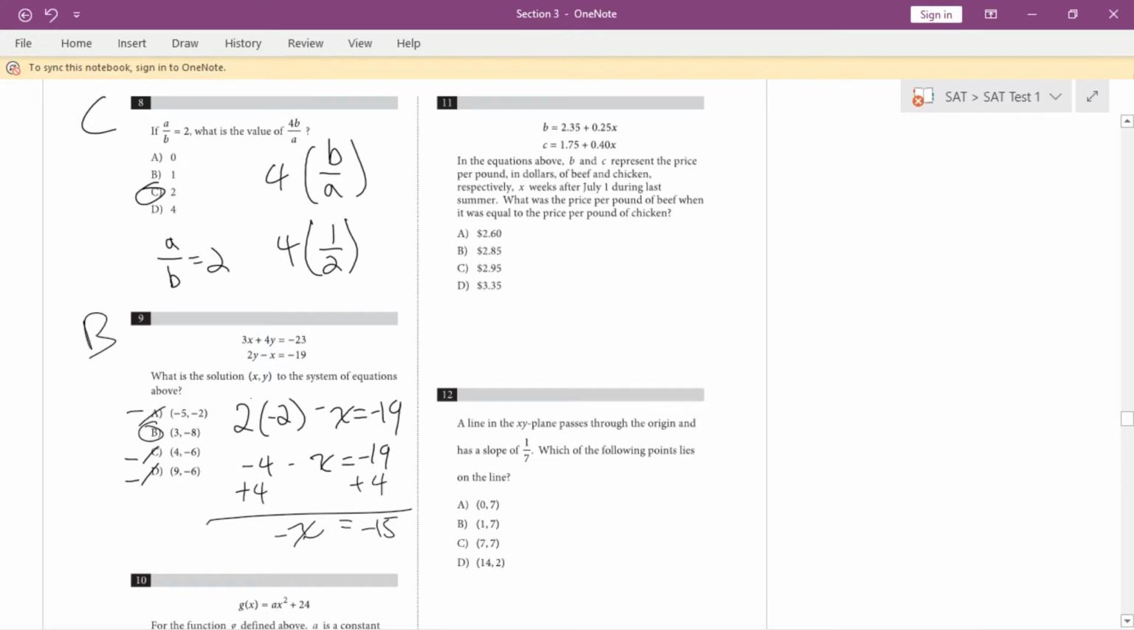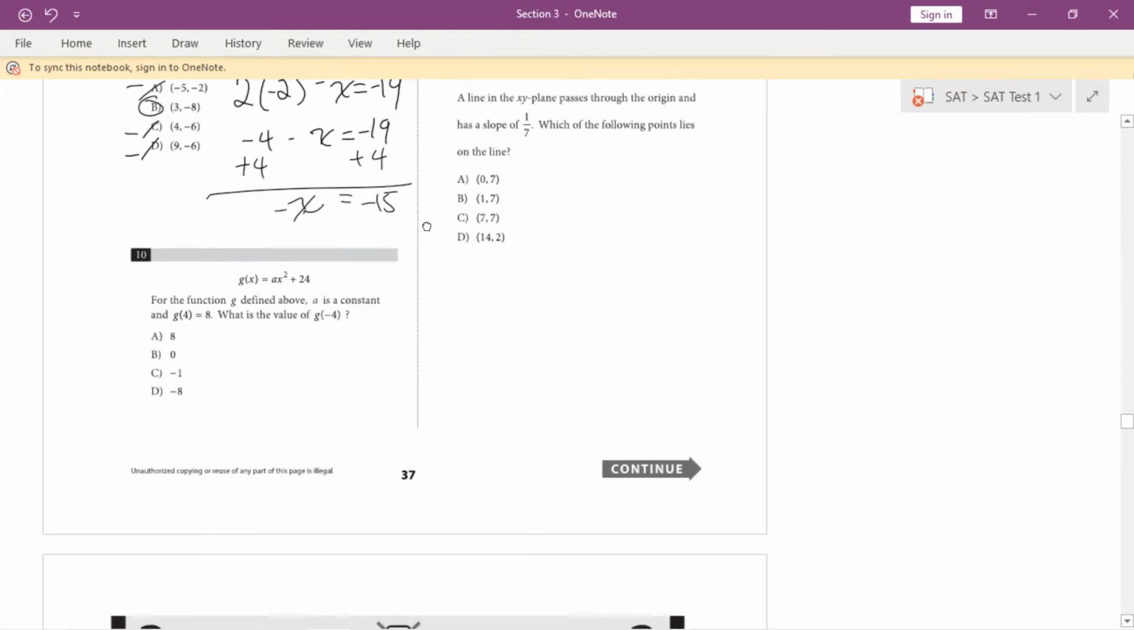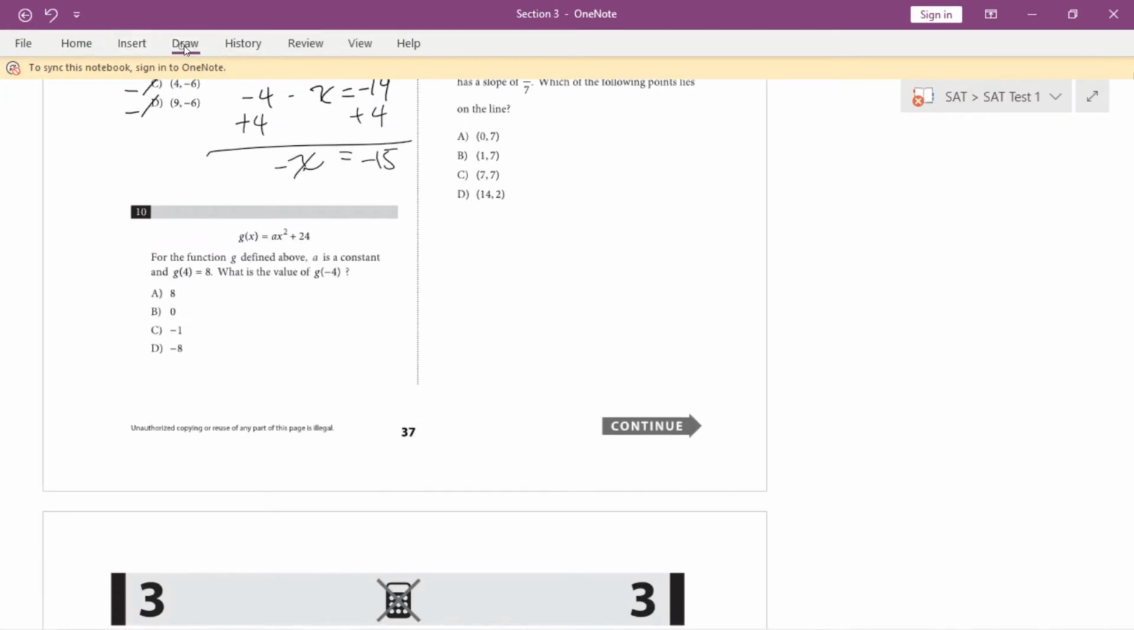Because remember, if it's a system of equations, it needs to be able to solve both equations. If it doesn't solve one of them, then it's not going to solve both. It may solve the other one.